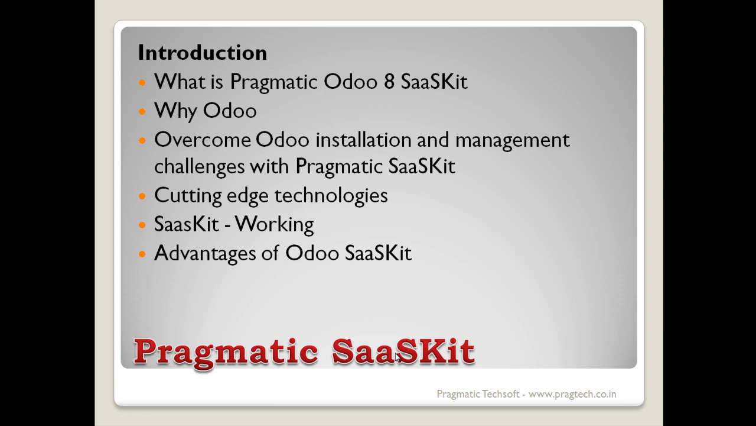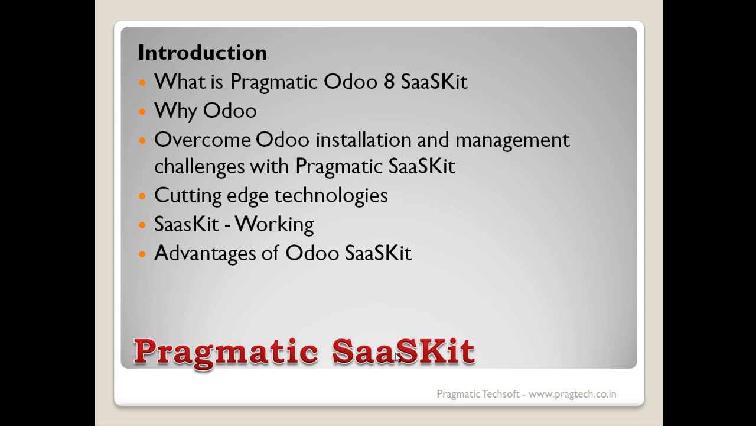What is Pragmatic Odoo 8 Saaskit? Pragmatic helps companies to cash in on Odoo SaaS implementation by reaping the early mover advantage in the segment, by using Odoo 8 Saaskit, the most efficient and foolproof tool to implement Odoo 8 as SaaS for multiple tenants with zero intervention, a completely automated tool, which is Saaskit.